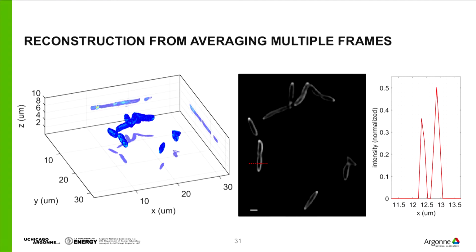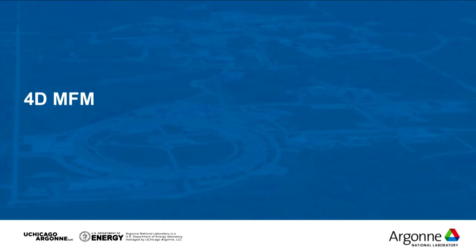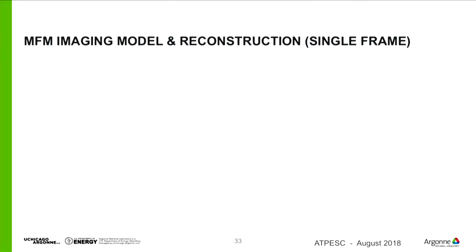We took multiple frames and averaged them, and then we get really nice data. It's really clear that this is periplasmically labeled bacteria. And so this is multiple cells within a single frame, all well reconstructed with our approach. Okay, so that gets us the 3D volume, and now going to 4D, so things are moving in time.